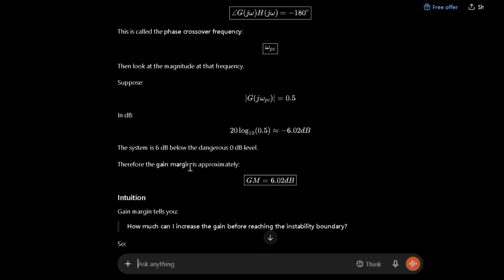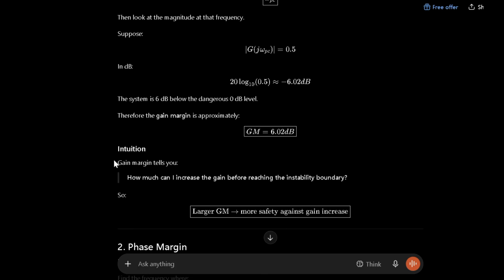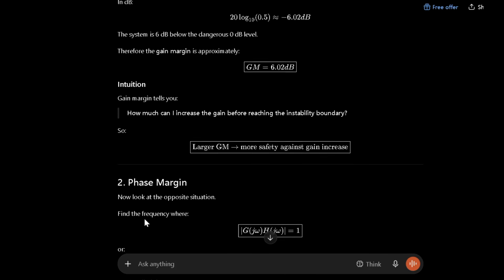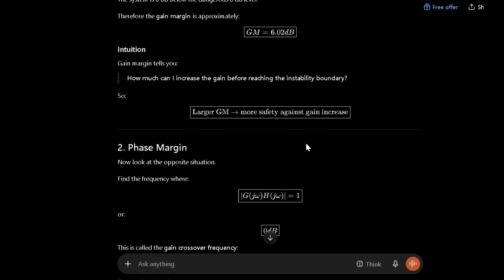Gain margin tells you how much I can increase the gain before reaching the instability boundary. So a larger gain margin means more safety against gain increase.